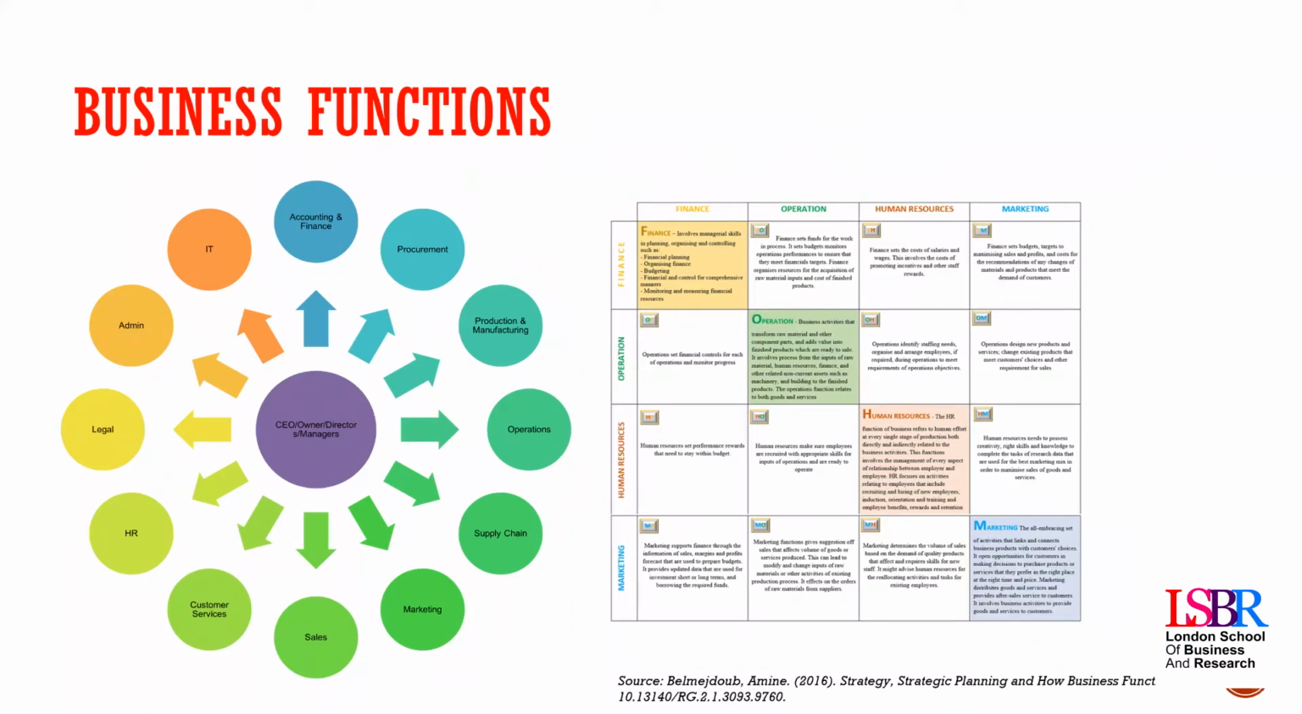So for example, on the left-hand cluster diagram, you've got departments or functions such as IT, accounting and finance, procurement, operations, supply chain, marketing, HR, human resources. You've got a legal team, you've got customer services, you have a sales team, you could have an administration team, production and manufacturing, supply chains. These are all different areas or functions of a business that need to work, maybe not always together, but certainly in tandem.